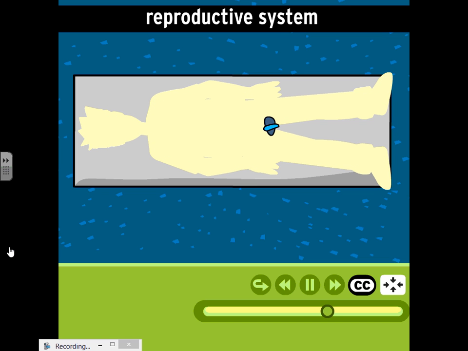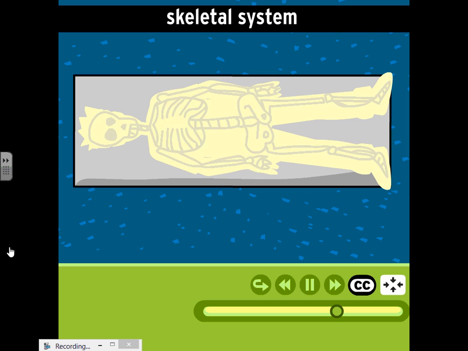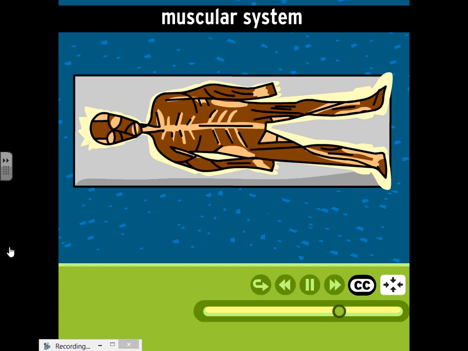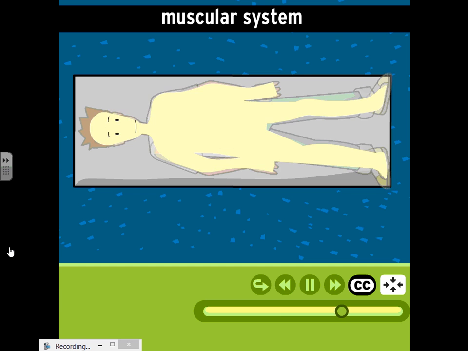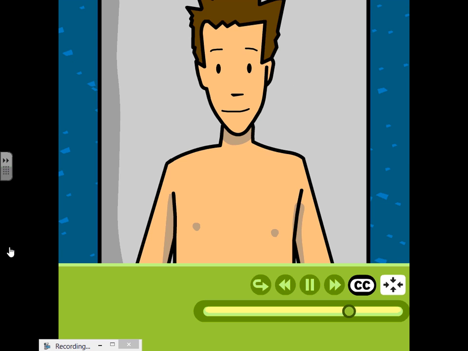The reproductive system lets humans make more humans. The skeletal system is made up of bones that hold the body up and protect the vital organs of your body's other systems. The muscular system allows your muscles to move. The integumentary system includes skin, hair, and nails that protects your insides. Oh, that was a mouthful.